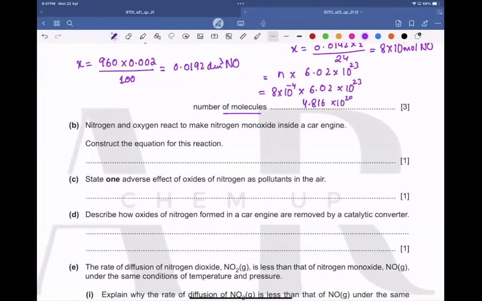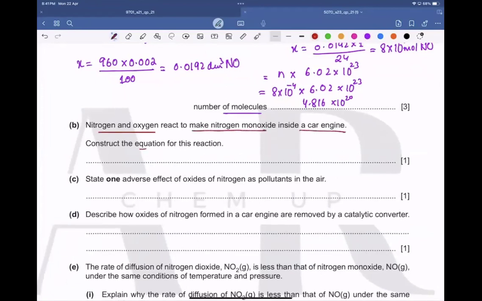4.816 exponent 20. Okay, now nitrogen and oxygen react to make nitrogen monoxide inside a car engine. Construct the equation for this. Normally students make a mistake because they forget that nitrogen and oxygen both are diatomic. So you have to write N2 and O2, and they form nitrogen monoxide. Its formula is NO, right? So we have to balance the equation. I need to just put a 2 over here. The equation is balanced.